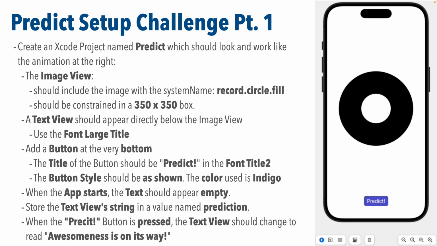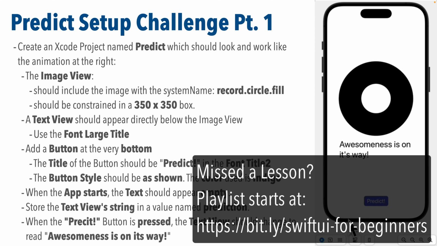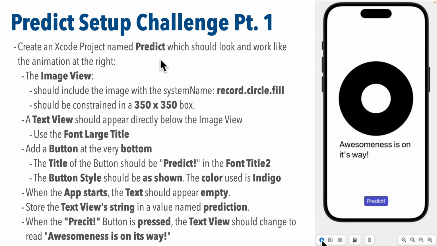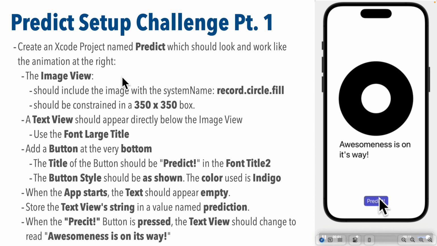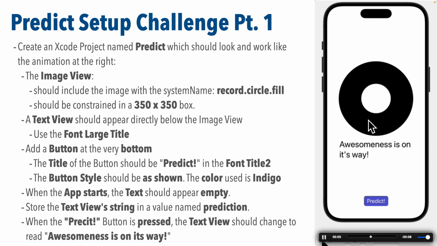Let's get at it. So, Swifter, before we begin, we're going to have a challenge you can perform just to make sure that you've conquered the earlier app building skills that we've covered. You're going to create a new Xcode project named Predict. So this is going to be our 8-ball app, and it should look and work like the animation at the right. The image view should contain an image with the system name record.circle.fill, and we'll change that in a bit.